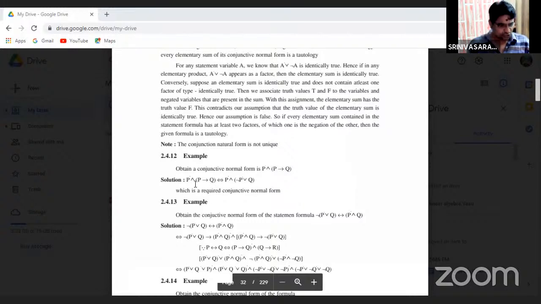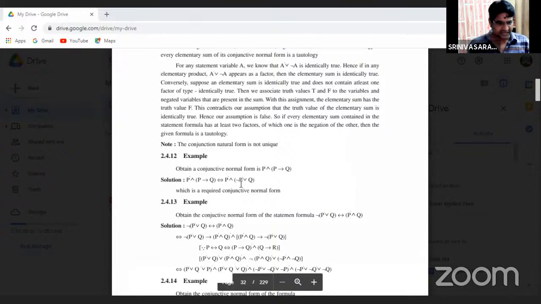P conditional Q. How to write this one? Negation of P or Q. That ends the matter. Simply, P and (P implies Q) is the same. Now, what about the expression of P to Q? P to Q means negation of P or Q. Just we have to apply this one. That implication is represented as negation of P or Q. It is the same.